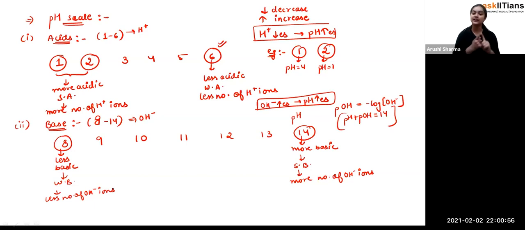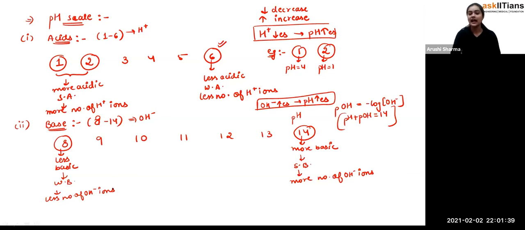For now, if someone gives you two solutions that are basic in nature, and the pH is 13 and 9, which will be more basic? Obviously the 13 one will be more basic, because when there are more OH negative ions, the pH will be more. So for the acid, what you have to remember is that when the H ion is less, the pH is more, but when the OH ions are more, the pH will also be more. So that's the whole point of using the pH scale and determining what is the acid or what is the base, and how they are differentiated as strong acid, strong base, weak acid or weak base.